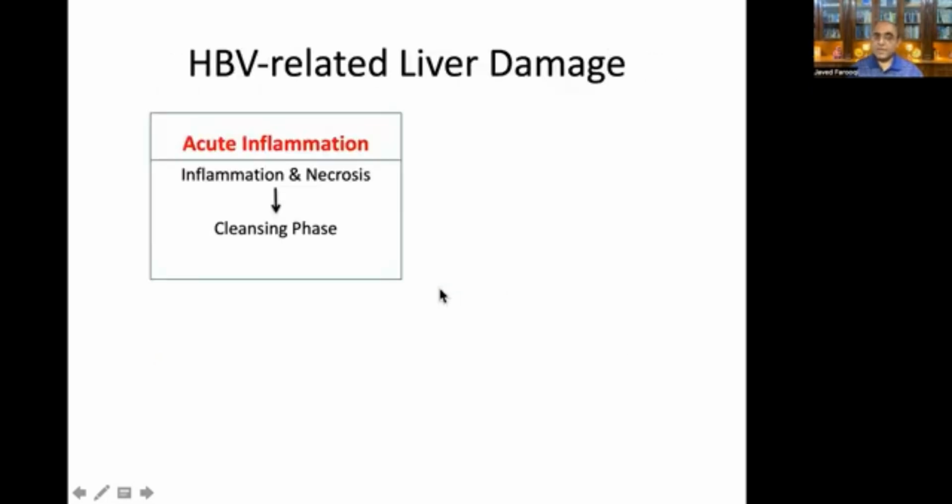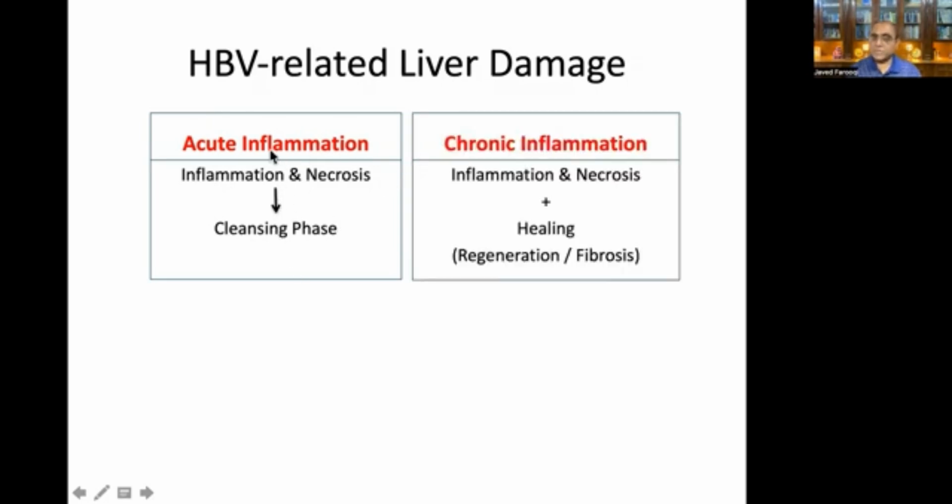So to summarize, we know from our basic knowledge of pathology that acute inflammation is defined as inflammation and necrosis, and then it is followed by the cleansing phase. As compared to acute inflammation, in chronic inflammation there is inflammation and necrosis as well, but it persists for more than 6 months. And here it is accompanied by the healing phase. So the inflammation and healing go side by side. Healing may be in terms of regeneration or in terms of fibrosis.